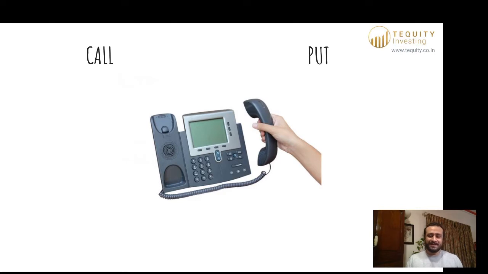Call and put, I have an interesting way of remembering. When you receive a call, you take the receiver up. So a call buyer benefits when the price goes up. After you finish your call, you put the phone down. So receiver motion is down, so a put buyer benefits when the price goes down. A simple way to remember. I'm sharing it with you. You might find it funny, but it helps in retention of this simple thing.